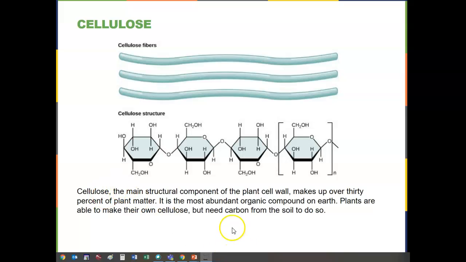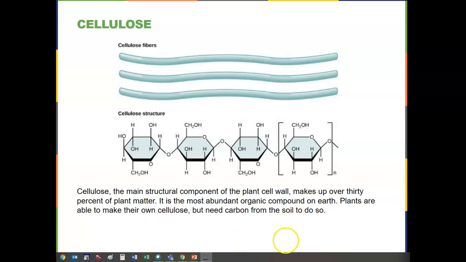And as I've told you all before, it is the most abundant organic compound on Earth, that carbohydrate. The most abundant protein on Earth is going to be rubisco, the enzymatic protein that binds CO2 to its intermediate in the Calvin cycle in photosynthesis.